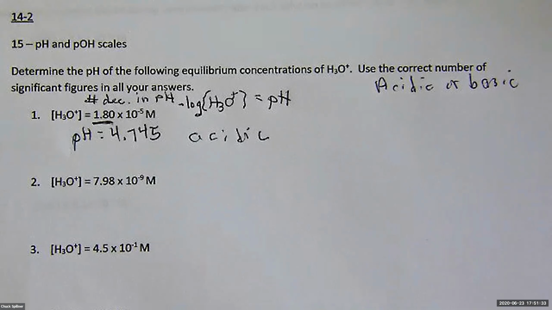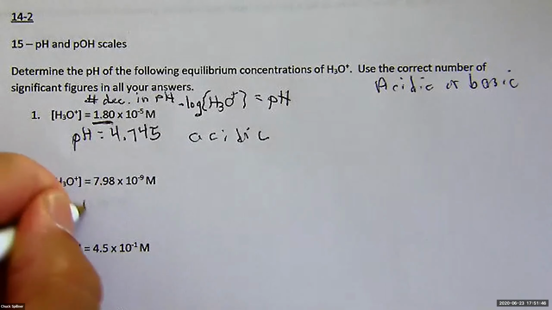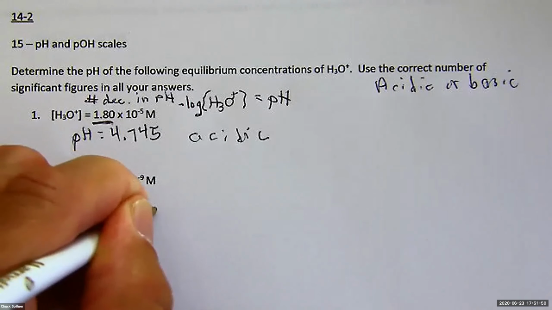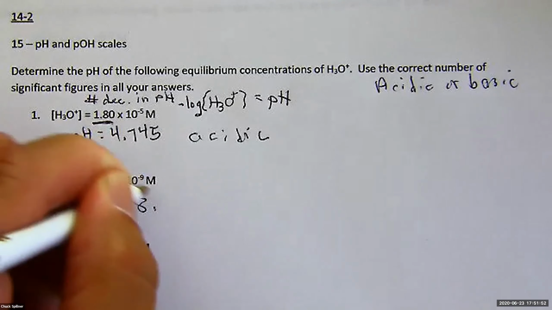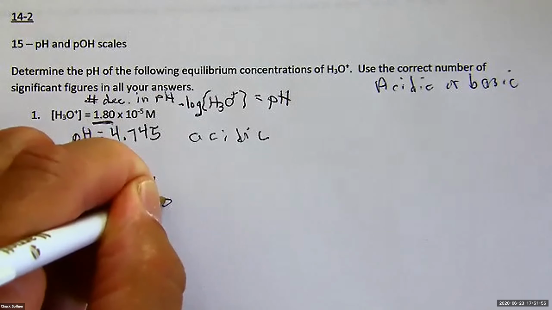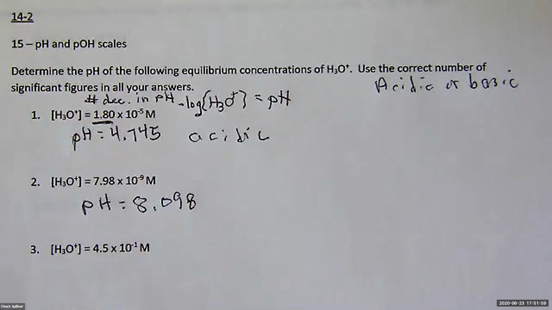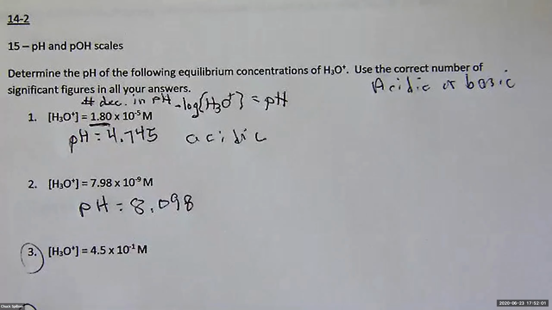Okay, what's the pH of the next one? We're just going to take the log of 7.98 times 10 to the minus 9, and take the log of that, change the sign. That's how I do it on my calculator. So the pH is 8.098. There are 3 sig figs, so 3 decimal places. Okay, and I'll let you guys do numbers 3 and 4.